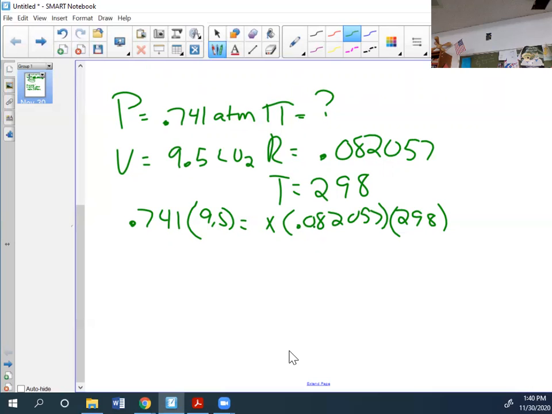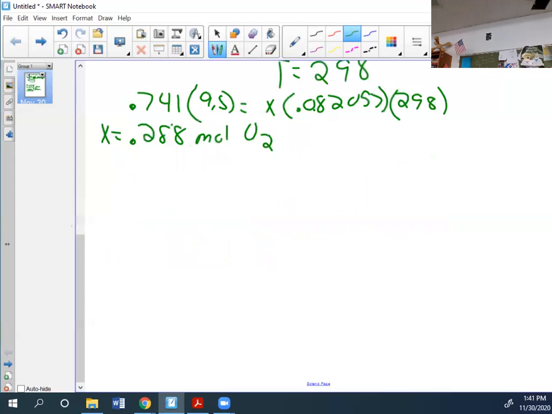X equals 0.288 moles O2. I'm not finished, am I? No. Now I gotta do a stoichiometry problem. I couldn't do a stoichiometry problem because it was not at STP.